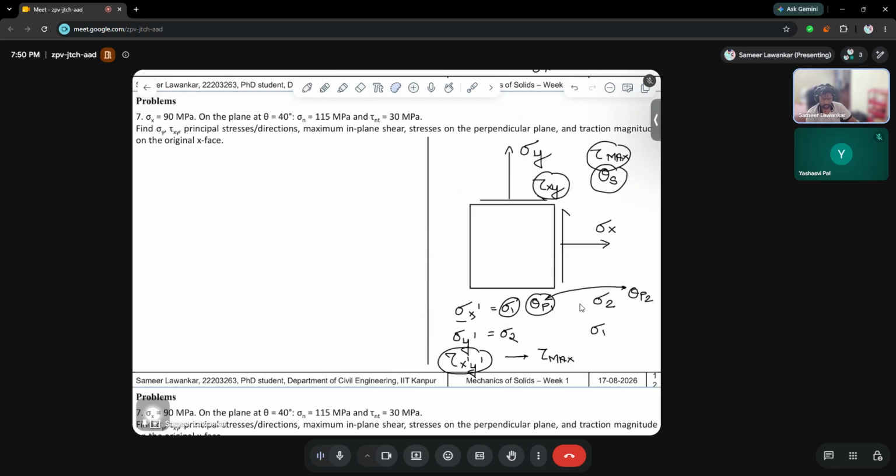So whenever sigma n is given, sigma n can be assumed to be sigma x only. Here sigma n is basically sigma x. Tau nt is basically tau x dash y dash at that particular point. Okay, so sigma n is sigma x dash and tau nt is basically tau x dash y dash.